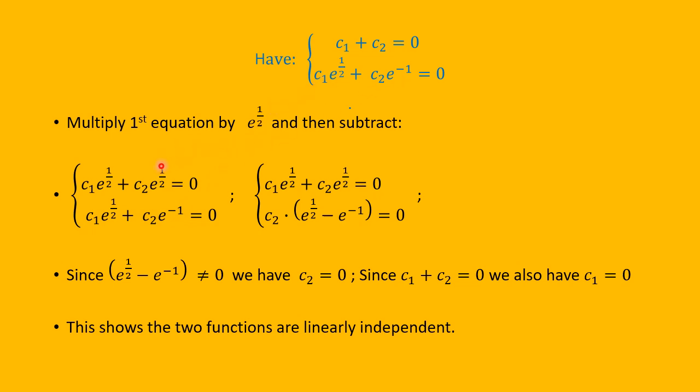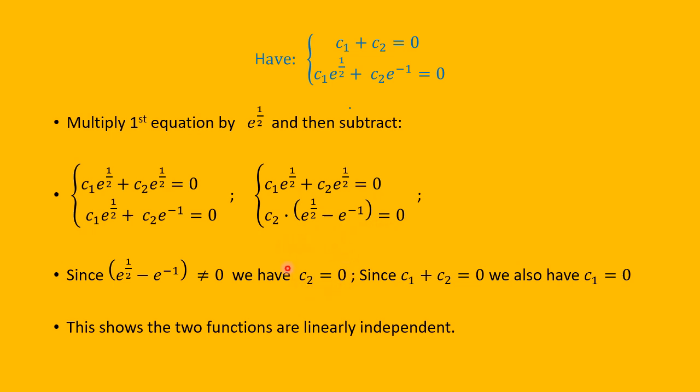Now let's subtract. If we look at these two terms, C1 e to the half minus C1 e to the half is 0. C2 e to the half minus C2 e to the minus 1 is C2 times the quantity e to the half minus e to the minus 1, and that equals 0 minus 0, which is 0. Now look at this second equation. We know that e to the half minus e to the minus 1 power is a non-zero number. So we have C2 times a non-zero number equals 0.